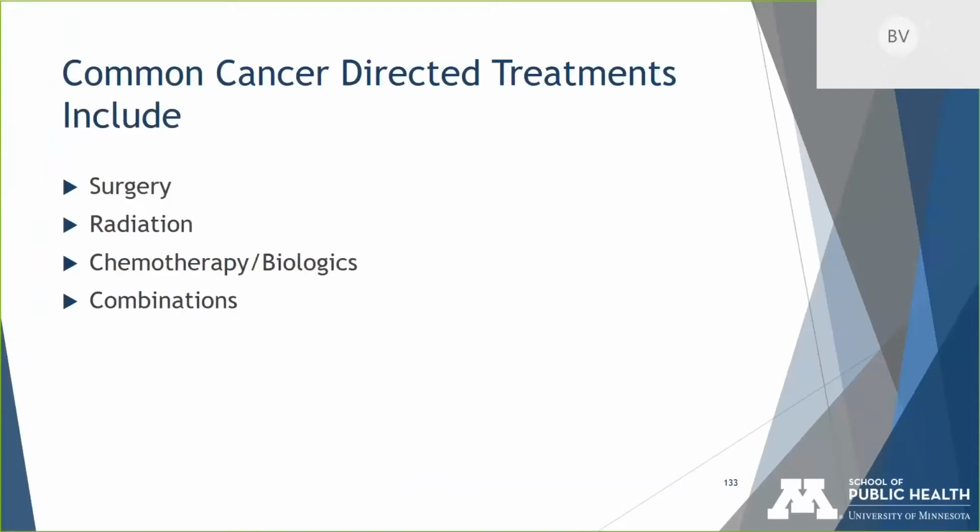Now we had a number of different options for which therapies and treatments to include. However, just given the scope of today and that it was a one-day workshop, we really decided to focus on 3 of the most common cancer-directed treatments that researchers tend to study within the data. So today we'll be looking at cancer-directed surgery, radiation therapy, receipt of chemotherapy or biologics, as well as how you might measure a combination of these 3 types of therapies.